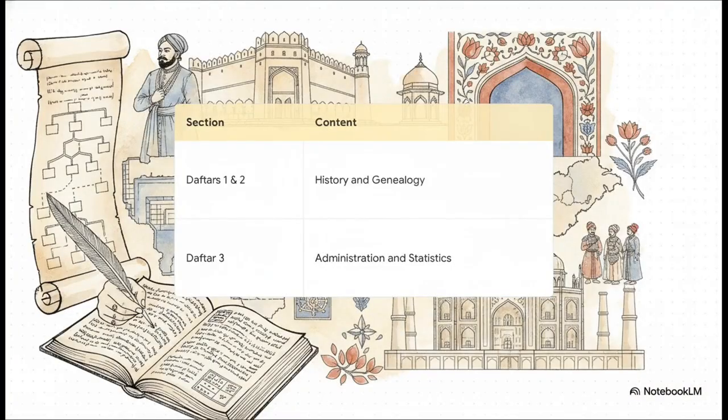Just to wrap your head around the overwhelming volume of data they collected, consider how the Akbarnama is structured. The first two sections, or Daftars, are a chronological history of the reign and the emperor's genealogy. But the third section, the Ain-e-Akbari, is basically a massive imperial gazetteer. It meticulously documents the administrative statistics, the geography of the provinces, army regulations, and even the specific social customs of the Hindu population. They literally documented absolutely everything.